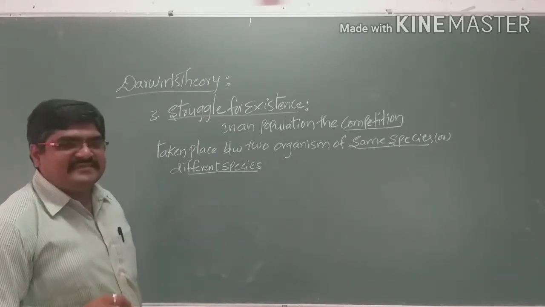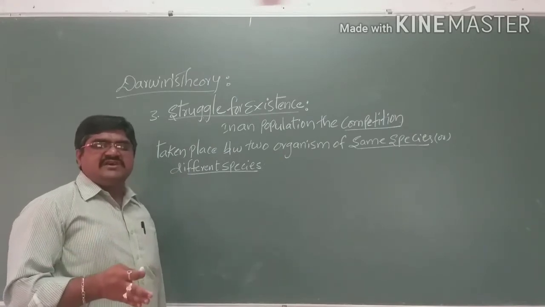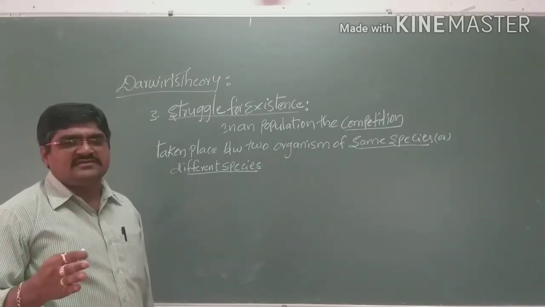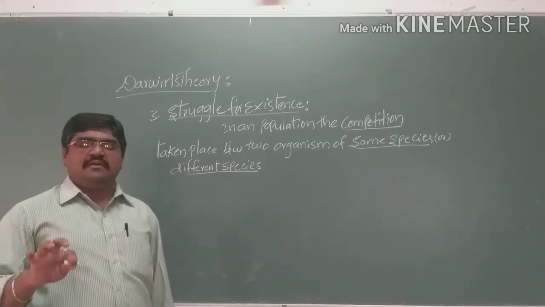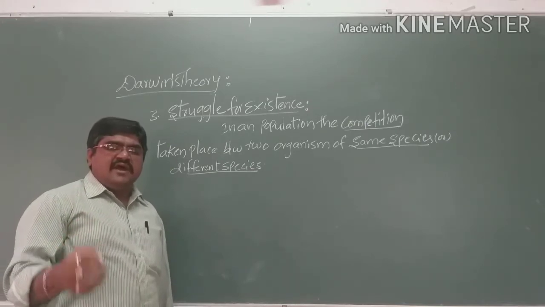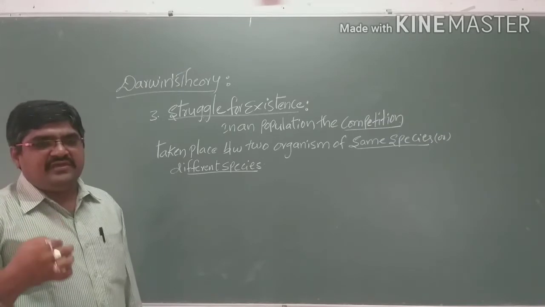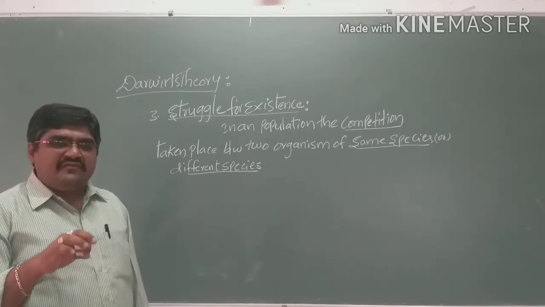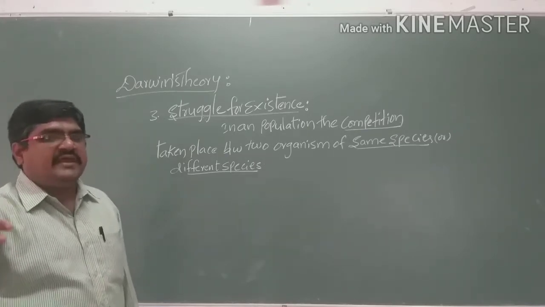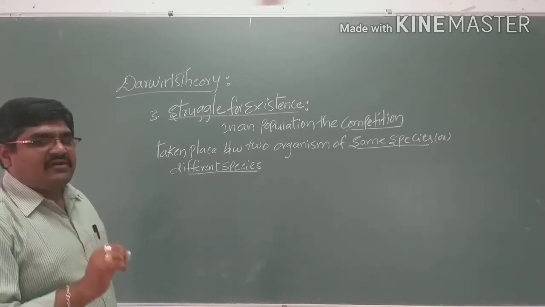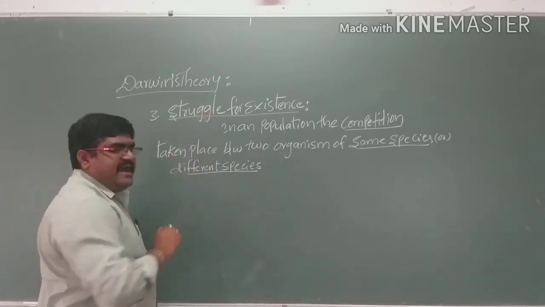That means to exist, to survive in nature, we have to struggle. Struggle means we have to fight with other species or other populations. Then only can we survive in nature. If we survive, our number gradually increases from generation to generation. So that is the main concept explained by Darwin, the struggle for existence.